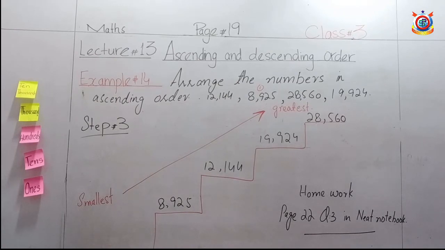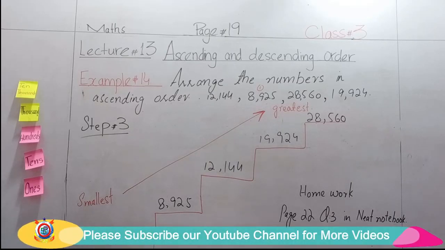Prepare yourself for homework task. Your homework task is on page 22. Question number 3 in neat notebooks. The question is to arrange the numbers in ascending order. Note it that you will write it in neat notebooks neatly.